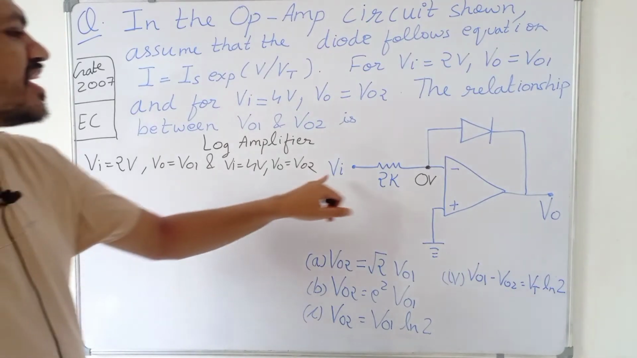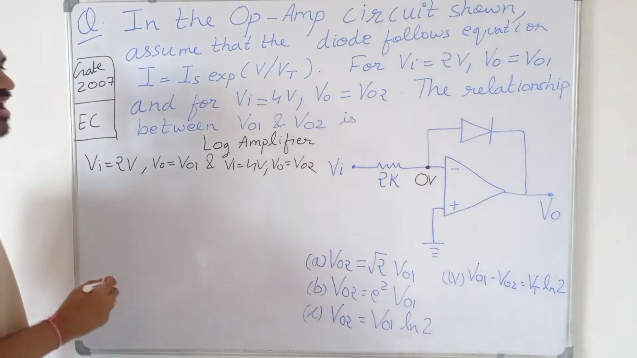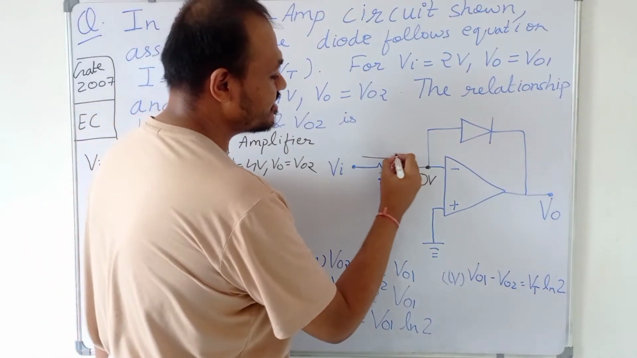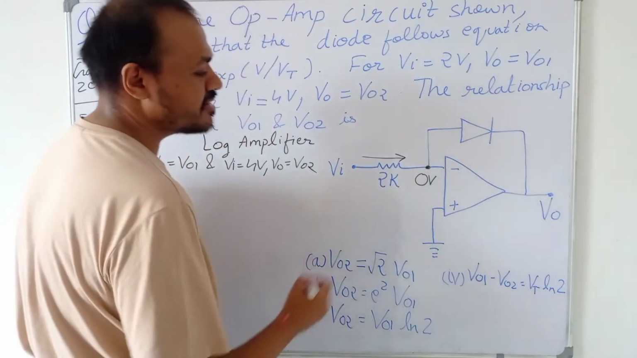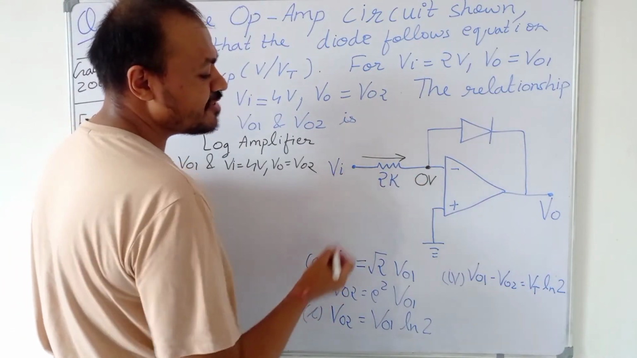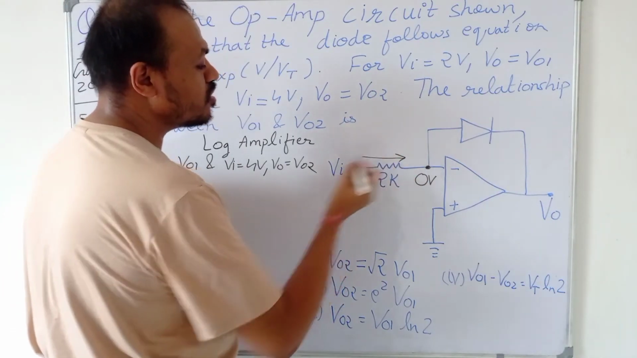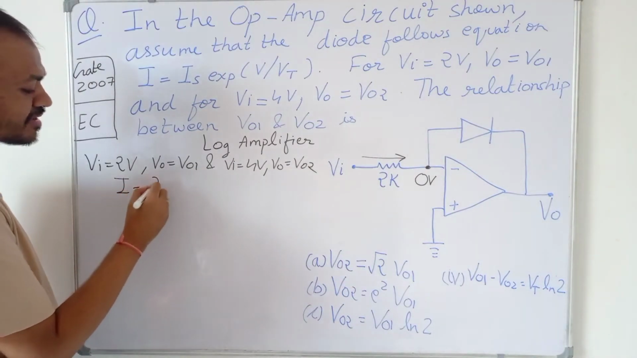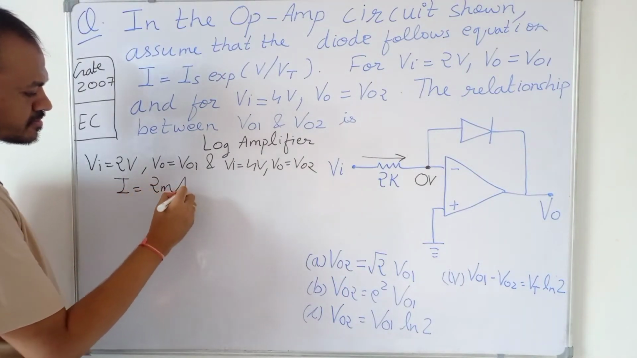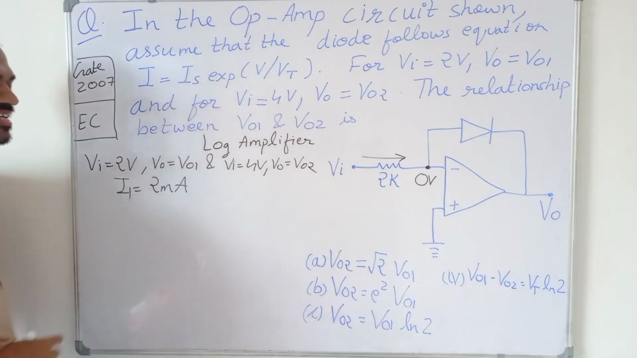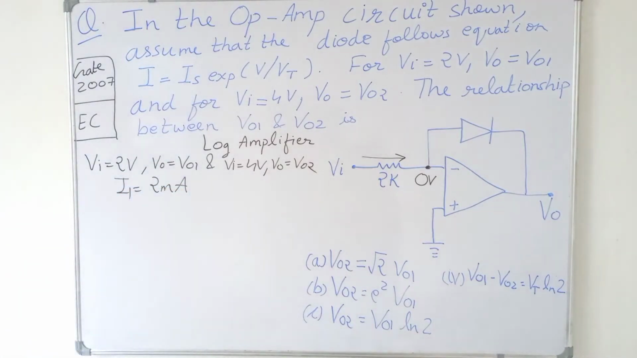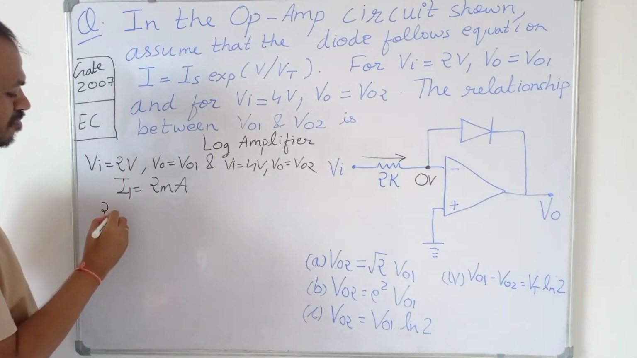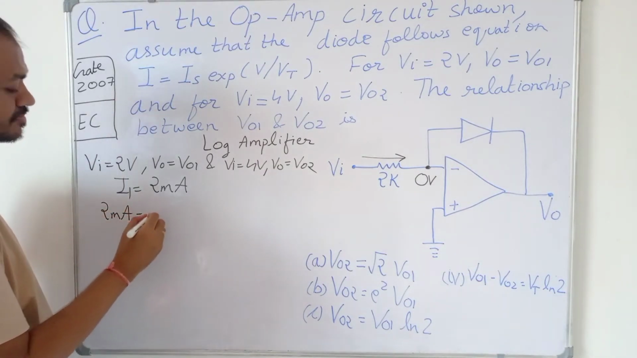Now when Vi is equal to 2 volt, the current will flow from here. So this current will be 2 volt divided by 2k, which is 1 milliampere. Let's take it as I1. Now we can put this I1 here.